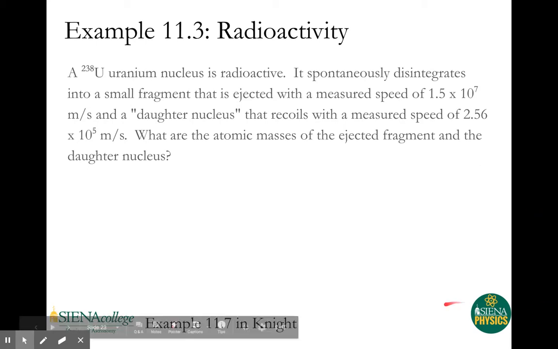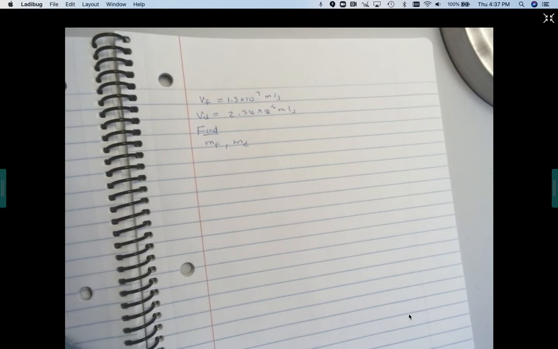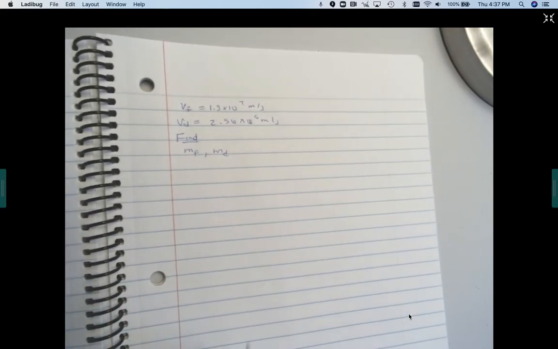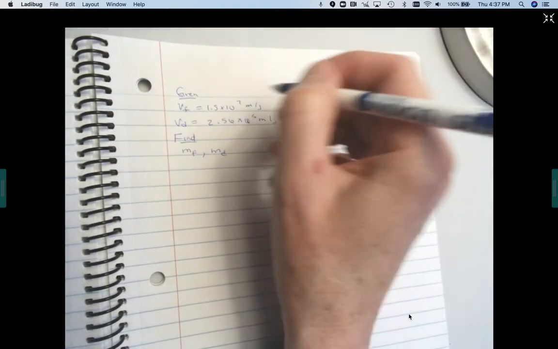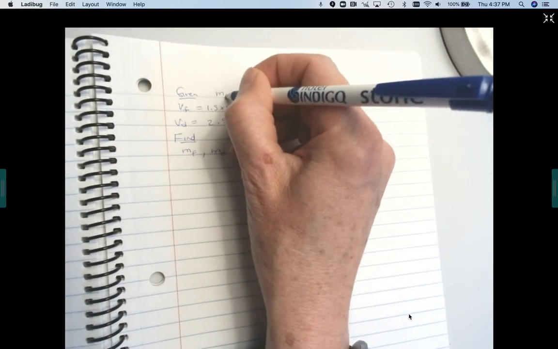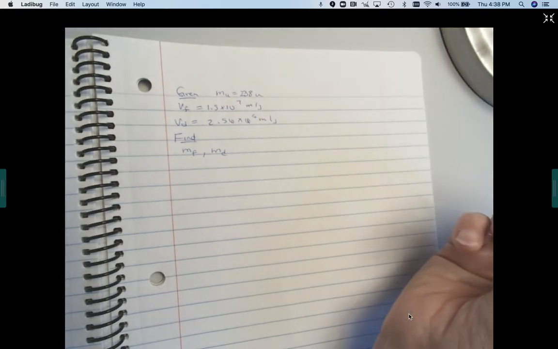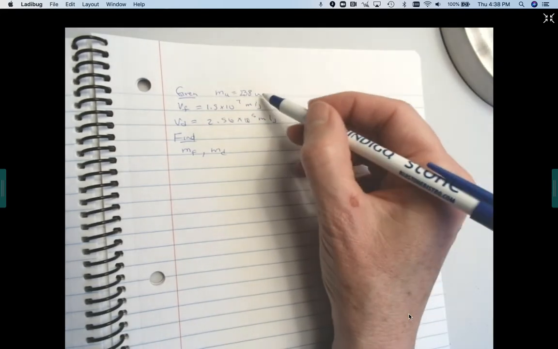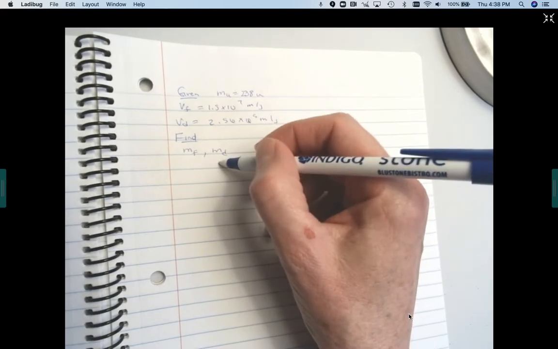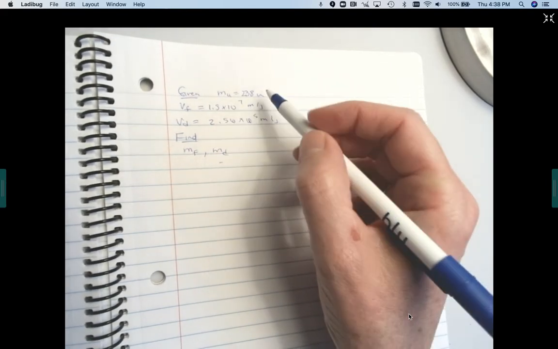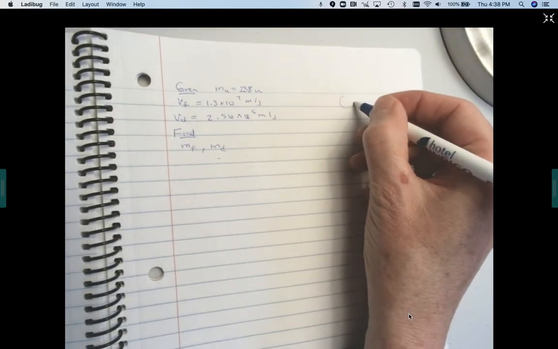Okay, so let's go over this. This is an example in the book, so you can always check it again. Look at it in your book. Okay, so this is what we were given. And also that the mass of uranium is 238 u, right? So that's the atomic mass unit, which is basically the mass of a proton. It doesn't ask for the mass of the fragment and daughter in kilograms, so I'm just going to leave my mass in atomic mass units.